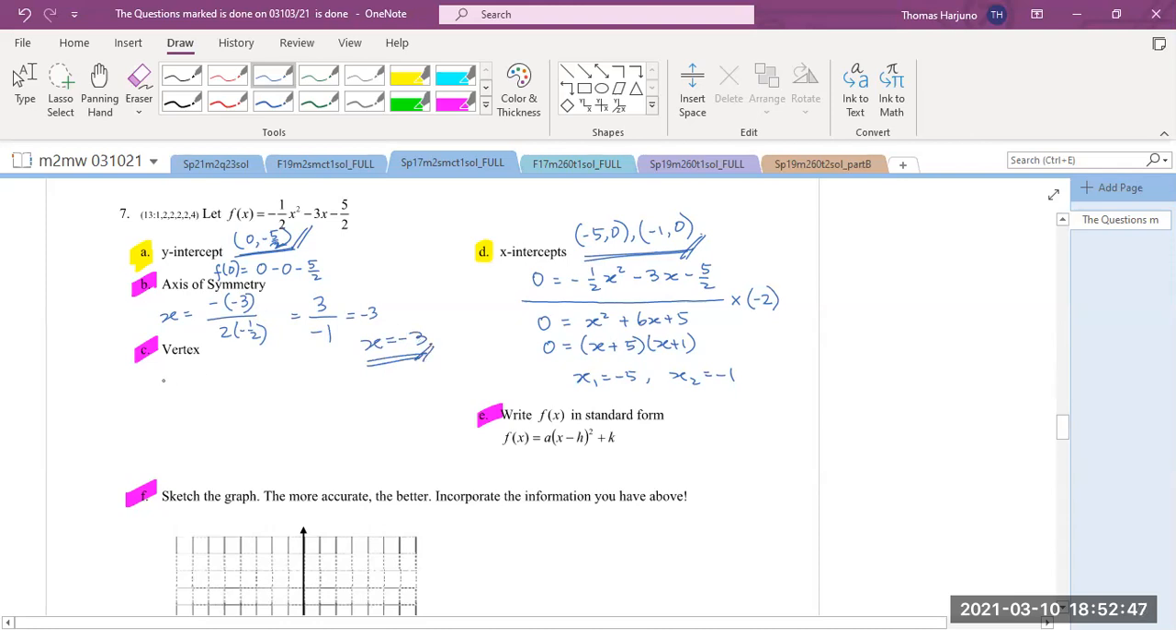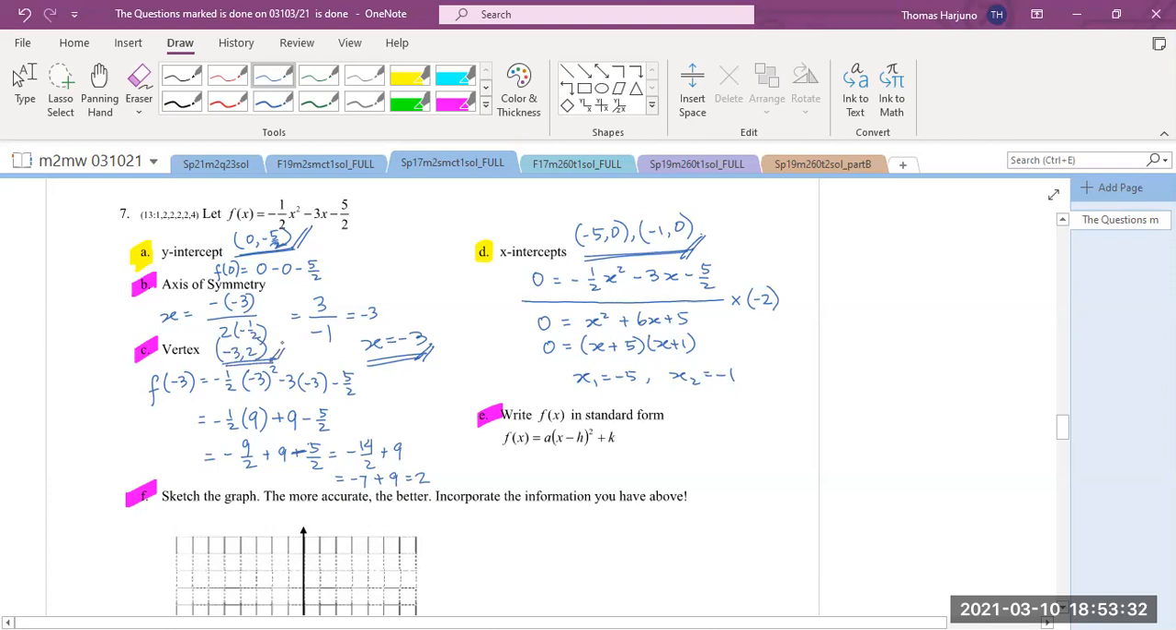How about the vertex? I will plug that negative 3 into the function to find the y component of the vertex. So that's negative 1/2 times 9, plus 9, minus 5/2. That's negative 9 over 2 plus 9 plus negative 5/2. That's negative 14 over 2 plus 9. That's negative 7 plus 9. That's positive 2. Okay, so the vertex is negative 3 comma 2.